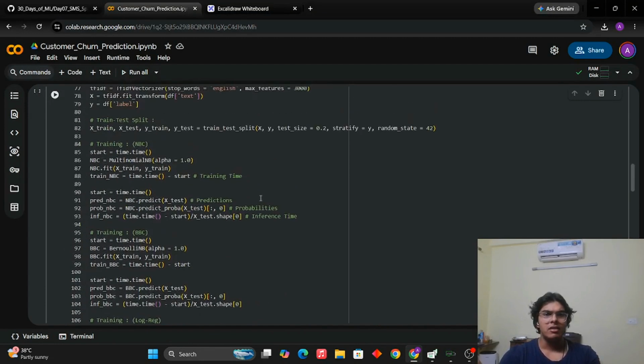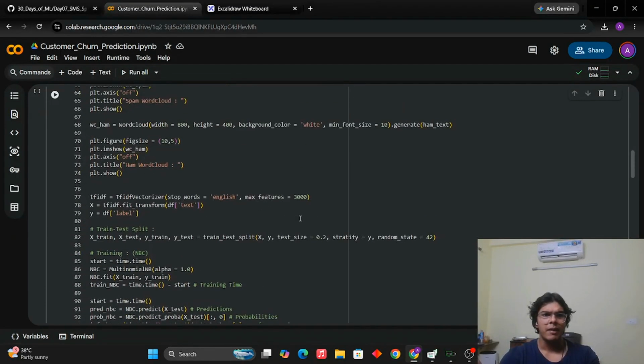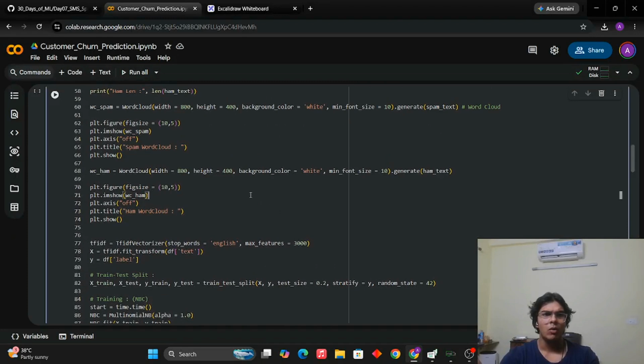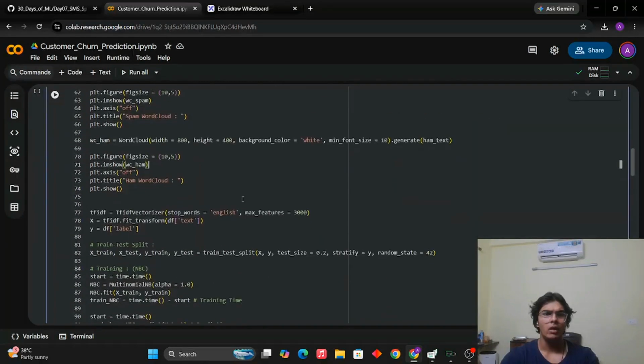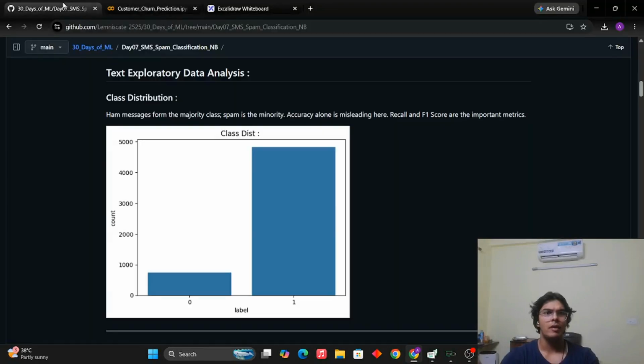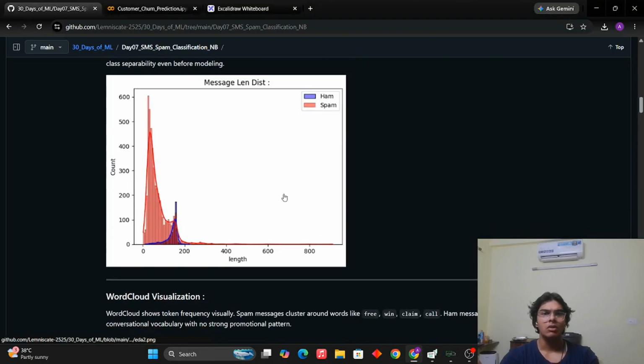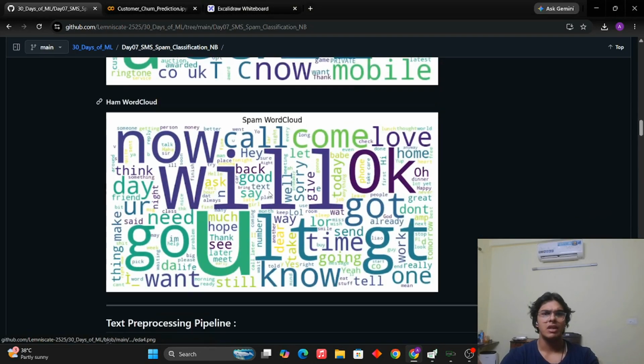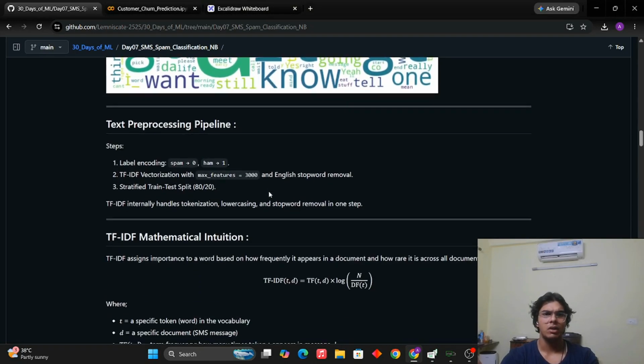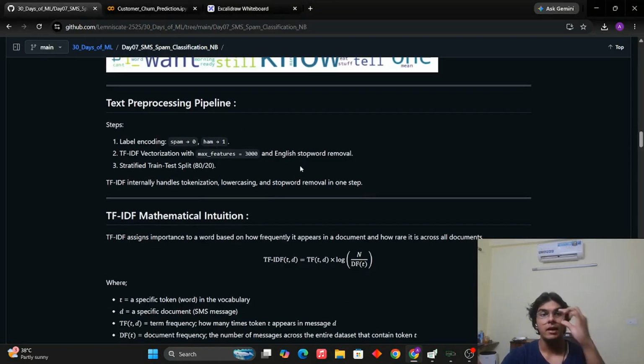Moving forward, I think this is it for the text pre-processing pipeline. Now we slowly move on towards what we are doing with the model. So now let me go back to the repo to move forward. This is the message length distribution. So same thing, spam and ham. Okay. Word cloud visualization. This is the same. You can check it out. This is the text pre-processing pipeline.